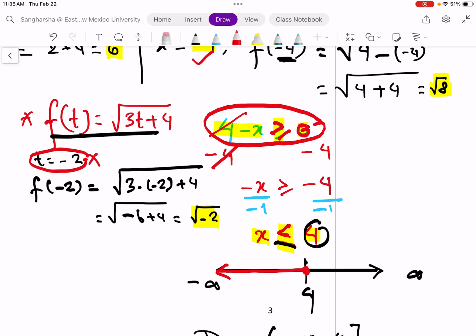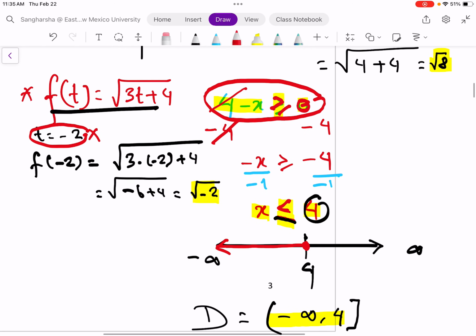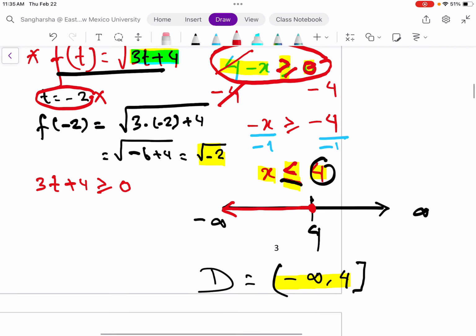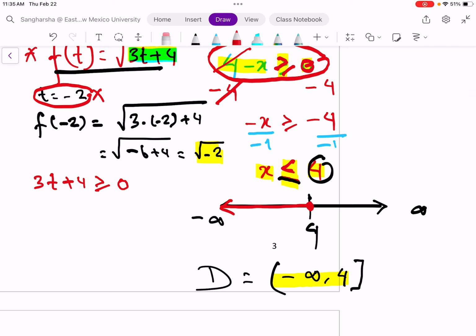So what you're going to do here is write whatever you have under the square root. We have 3t plus 4. So 3t plus 4 is a number, and this number has to be 0 or greater than 0 to have a real number. So 3t plus 4 has to be 0 or greater than 0. Then only we get a real solution. Now we have this inequality. We need to solve this inequality, and the solution is the domain.